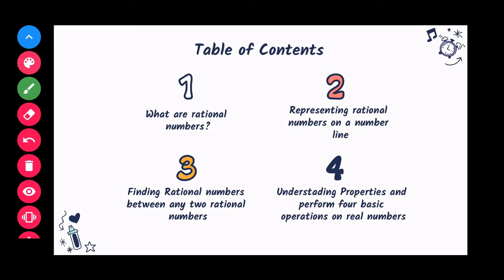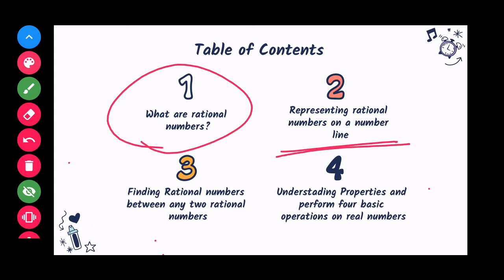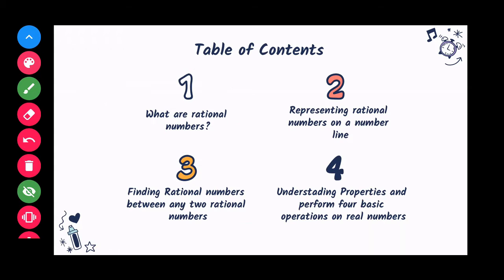So what we are going to see in this chapter is rational numbers. What are rational numbers? Representing a rational number on a number line. Finding rational numbers between any two rational numbers. Understanding properties and performing the four basic operations, which are addition, subtraction, multiplication and division, on rational numbers. So let's get into the first topic.